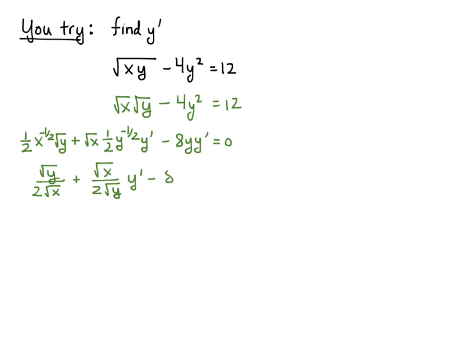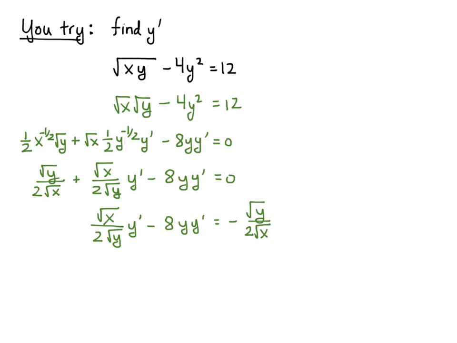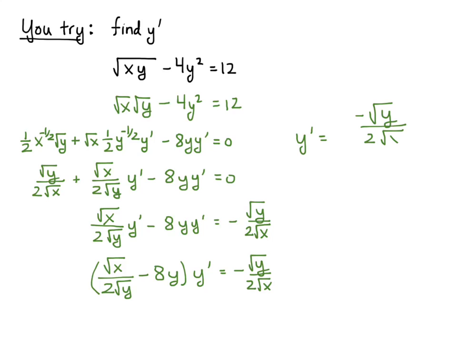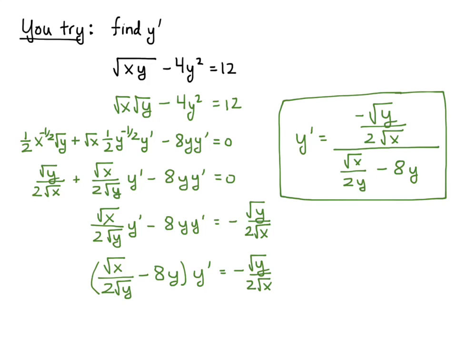So let me rewrite it to hopefully make it look a little bit simpler. Now I do have that one term that I need to bring over to the right side, so then I can factor out my y primes. And then I'm going to take the ratio of those two, and there's my answer.